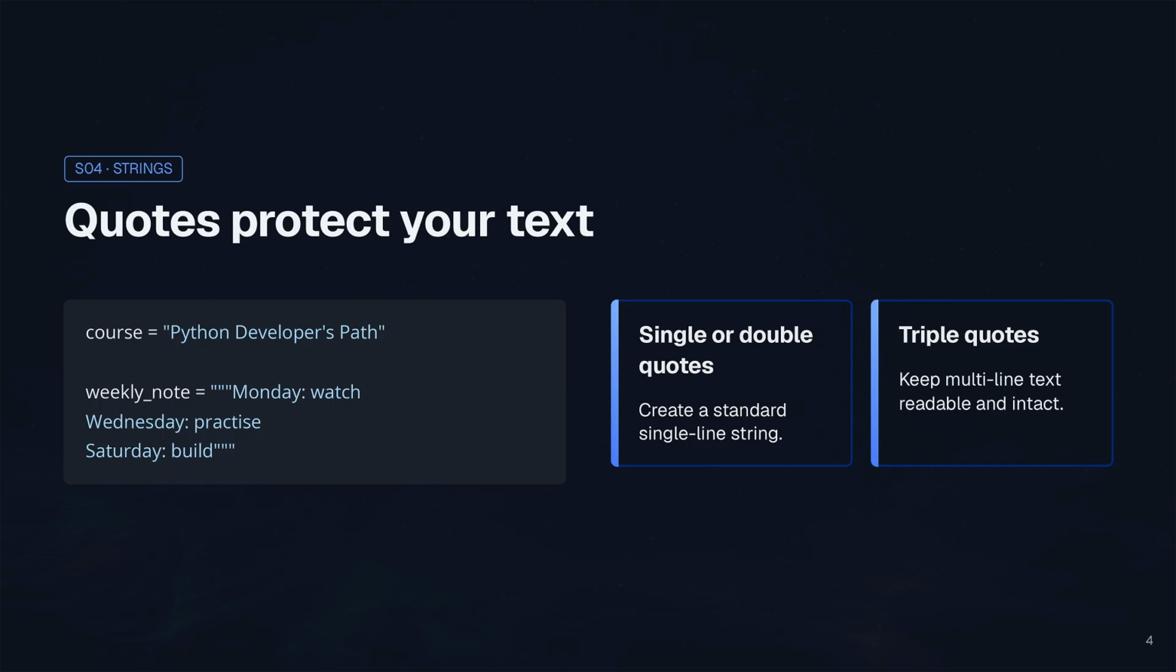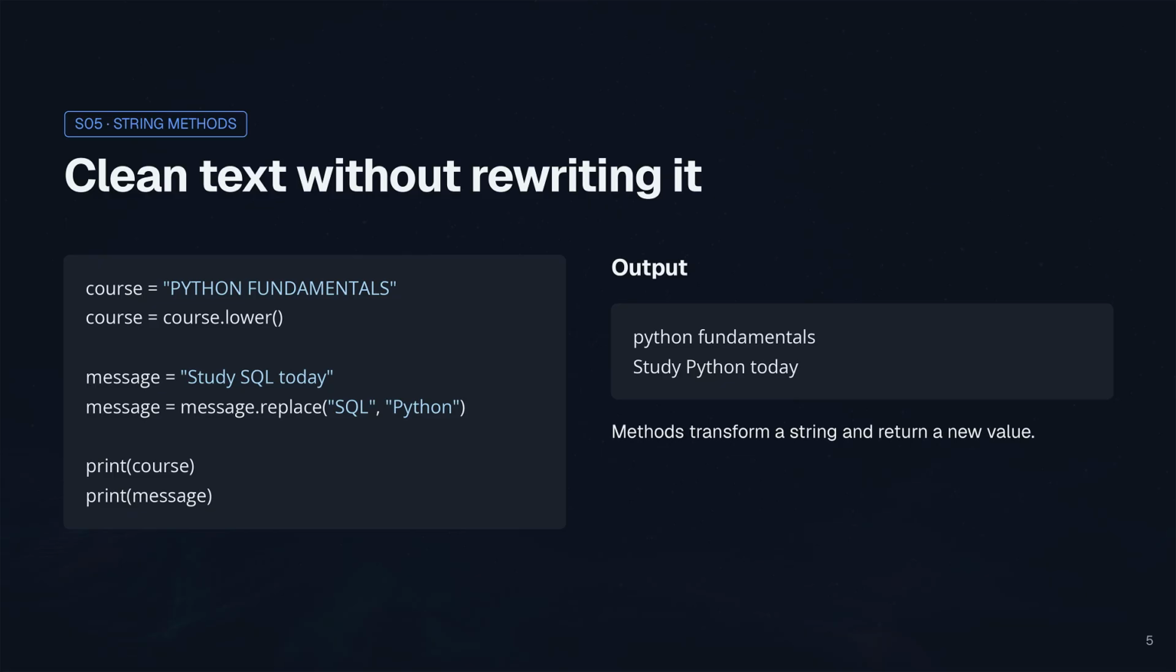Storing text is useful. Cleaning it is where strings become powerful. Real data rarely arrives perfectly formatted. A course name might be typed in capital letters, or an old message might mention the wrong subject. String methods let us transform that text. The lower method creates a lowercase version, and replace searches for one piece of text and substitutes another.